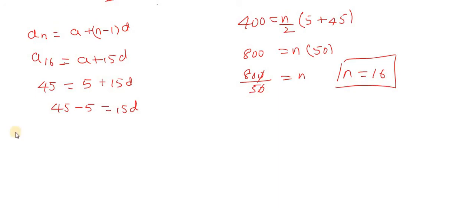So 45 minus 5 is 40. 40 divided by 15 equals d. Both the numbers are divisible by 5. If we simplify this, it is 5 3s are 15 and 5 8s are 40. So therefore our d value is equal to 8 by 3. Our d value is 8 by 3.